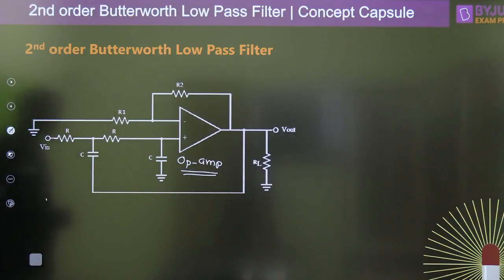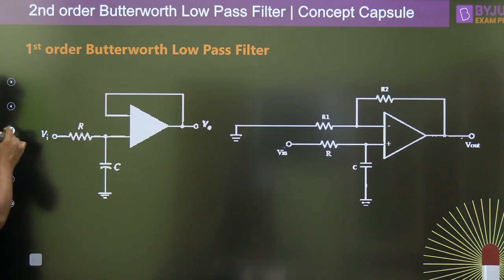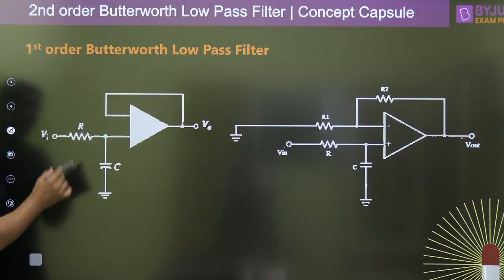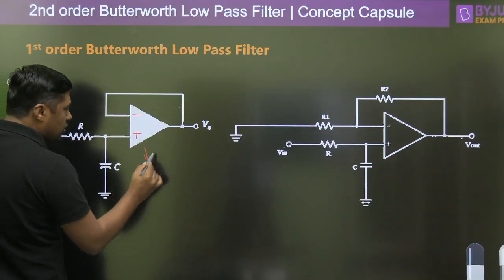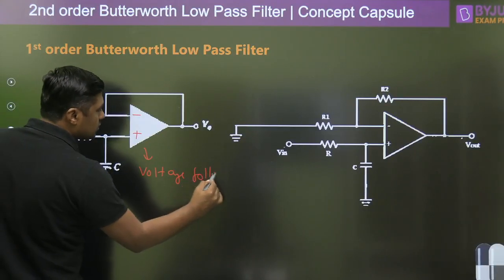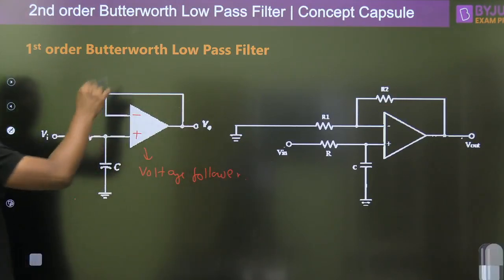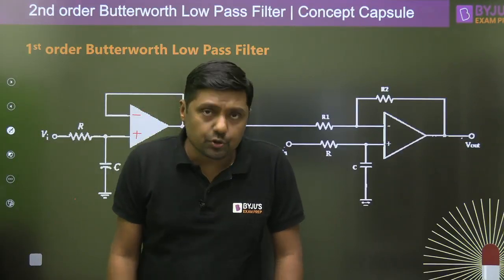Now I am going to explain this, but first of all, what is the first order Butterworth low pass filter? Watch this diagram. This diagram is nothing but first order. This is the negative, this is the positive. This is called a voltage follower. So in the design of the first order Butterworth filter, a voltage follower is used here.